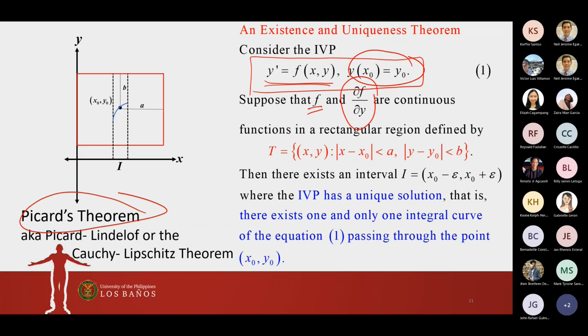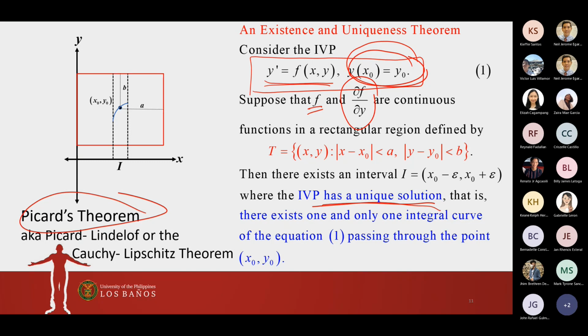If you can find a rectangular region that includes the initial point x0, y sub 0, kung saan continuous parehas si f at saka yung partial ni f with respect to y, then your initial value problem has a unique solution. Ibig sabihin, you can only find one and only one integral curve of the solution of equation 1 that passes through the point x0, y sub 0. So this will give us an idea how to answer yung first 2 questions.